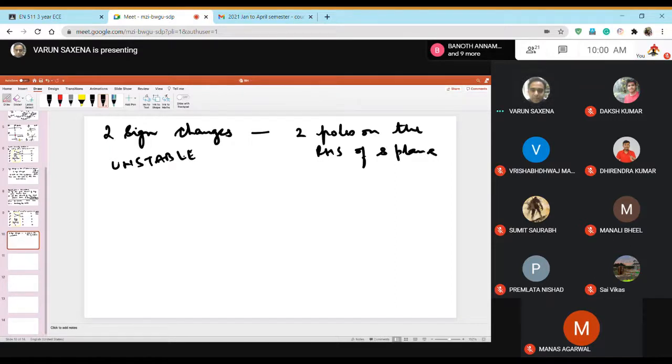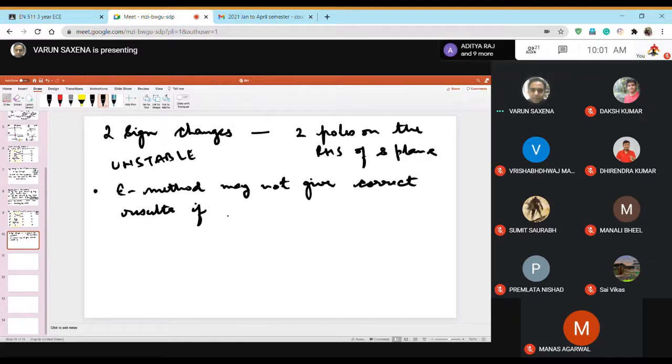There is one thing, and there is a question now, for you people to look at: this epsilon method may not give correct results if the poles, or the roots of that characteristic equation, are purely imaginary. Purely imaginary.